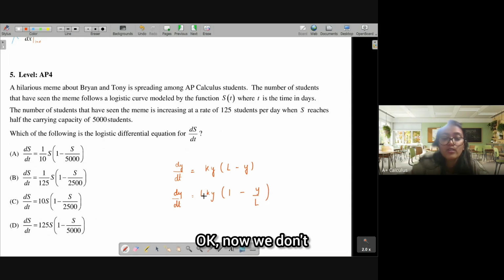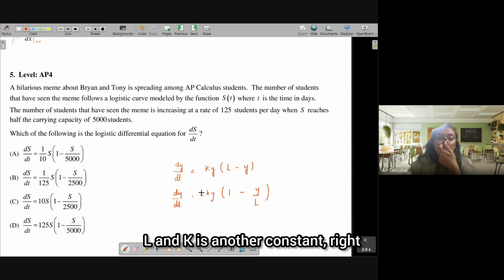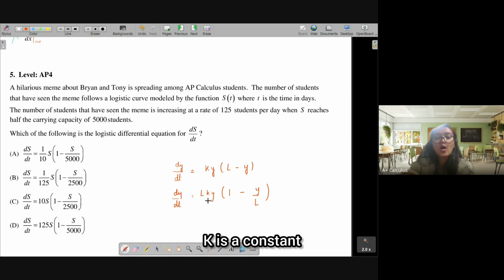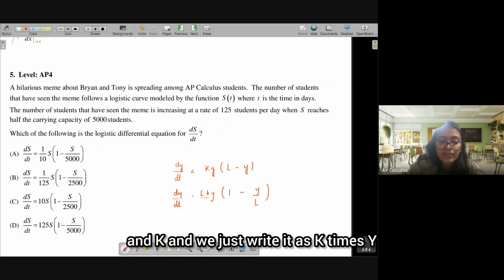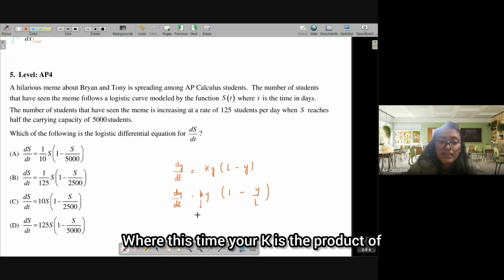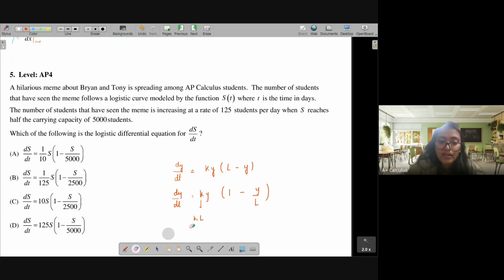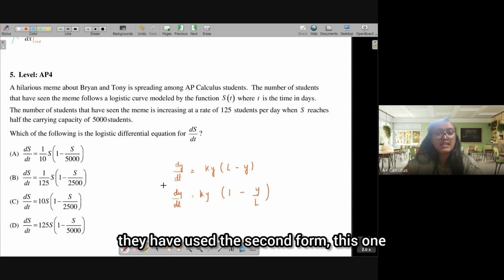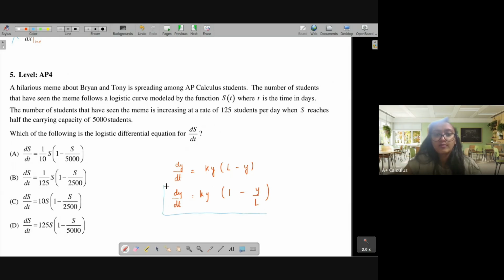Okay. Now L is a constant, K is another constant, right? So we combine L and K and we just write it as K times Y, where this time your K is the product of the original K and L. In all the answer choices, they have used the second form, this one.